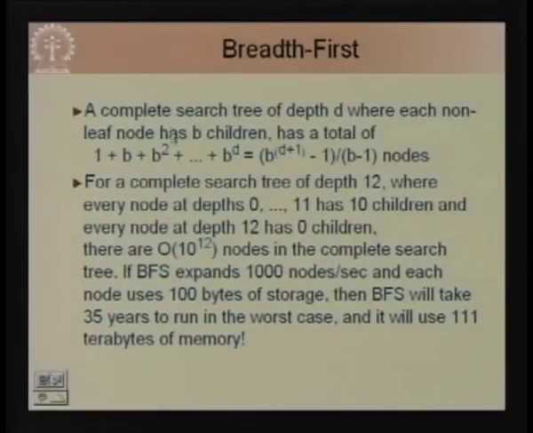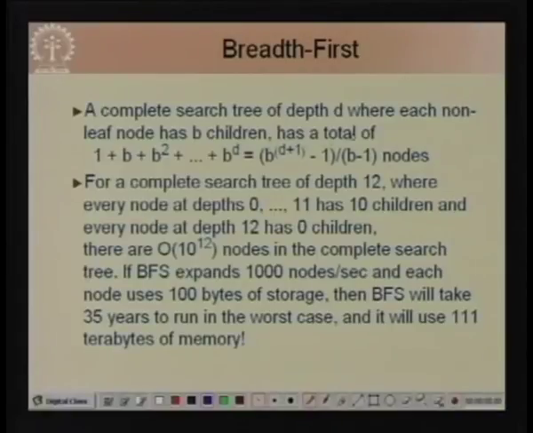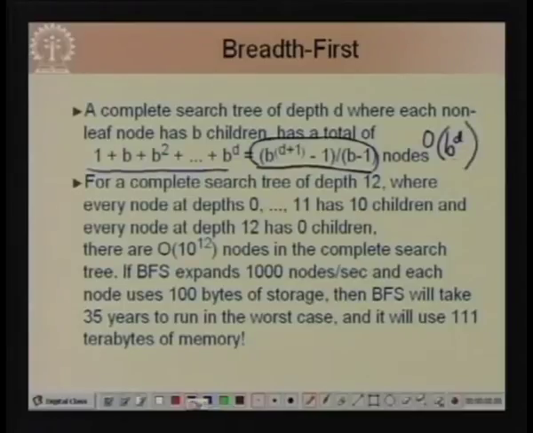So in breadth first search, if we have a complete search tree of depth d where each non-leaf node has b children, then breadth first search will have a total of 1 plus b plus b square plus up to b to the power d, that is b to the power d plus 1 minus 1 divided by b minus 1, which is order b to the power d nodes that will be expanded by breadth first search.